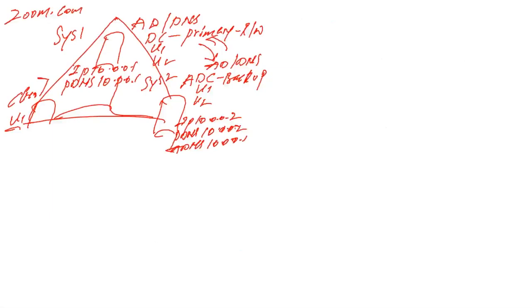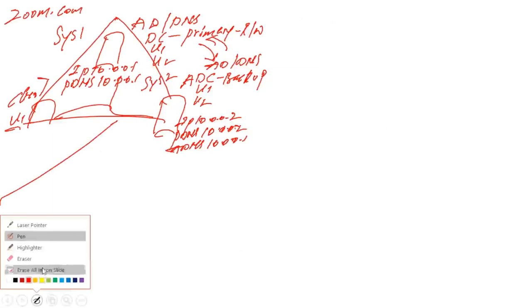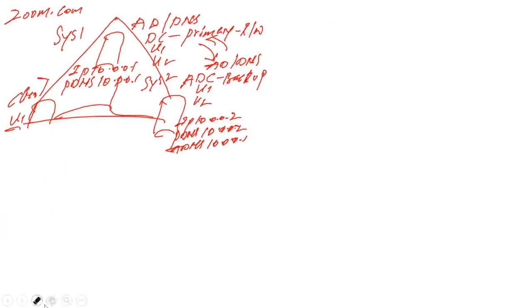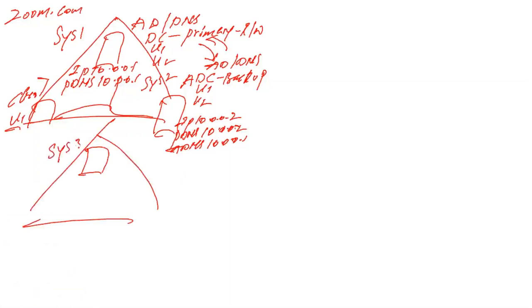Okay. Now here I want to design a new network. Under Zoom.com, I want to create one new subdomain. Can we create the new subdomain here? Yes. Now what are the requirements to create the child domain? The first requirement is we require one machine. For example, I am taking the system 3 machine, and in this machine we require a server operating system. I am using the same one, but once the OS is installed, this machine is what here? Workgroup.